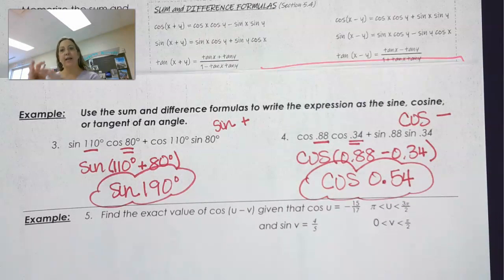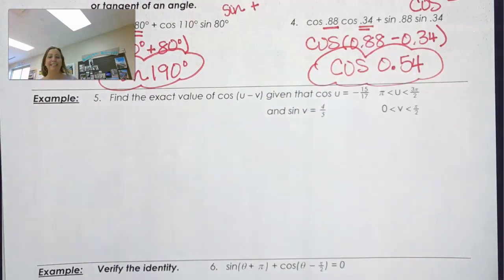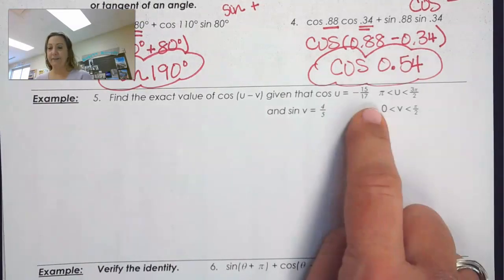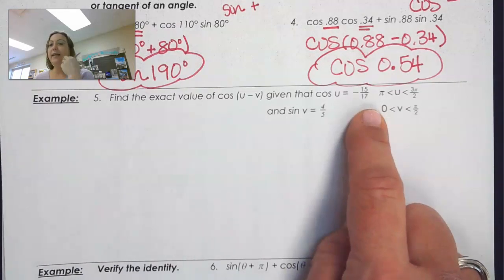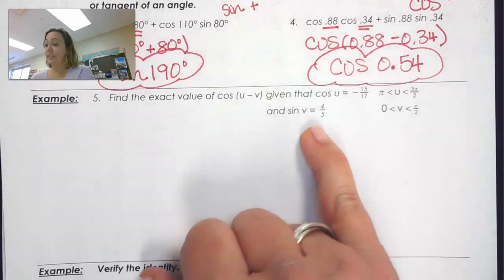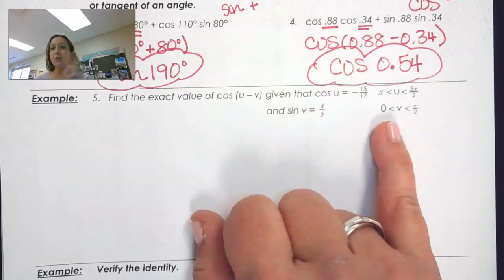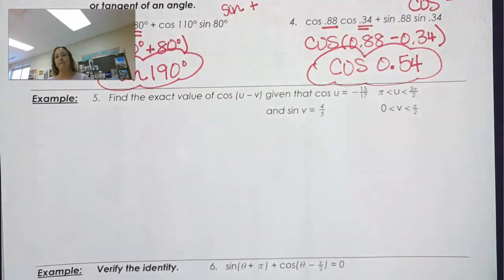So in those questions, just work backwards to see where we're going to be in that case. Okay. Example 5, find the exact value of cosine of u minus v, given that the cosine of u is negative 15 over 17 and u lies in quadrant 3, and the sine of v is 4/5 and v lies in quadrant 1. So they're giving us two different angles, u and v.